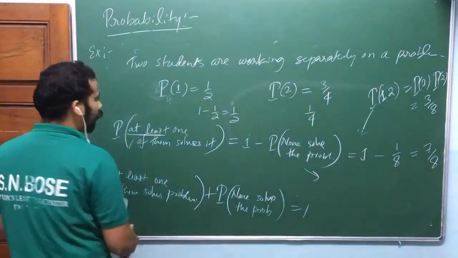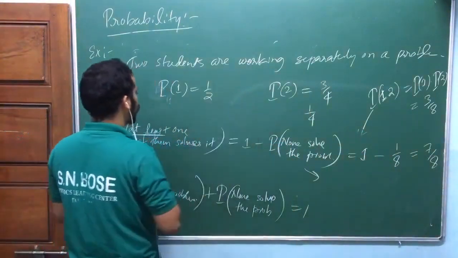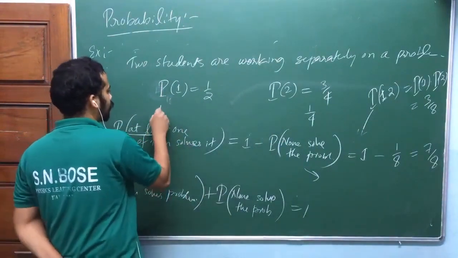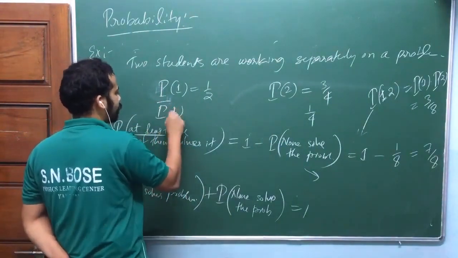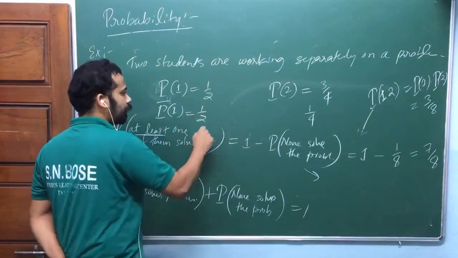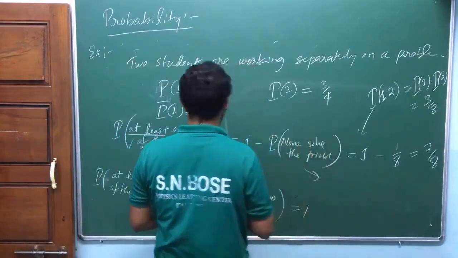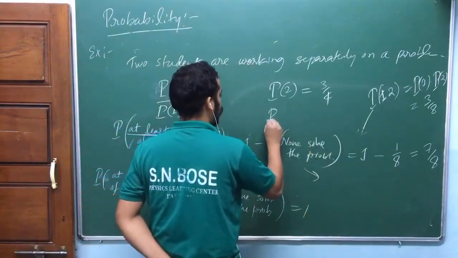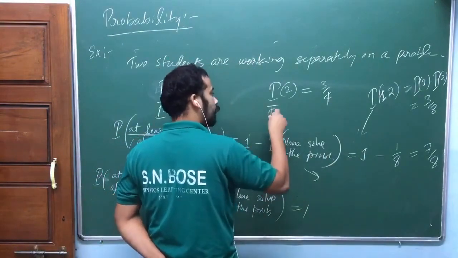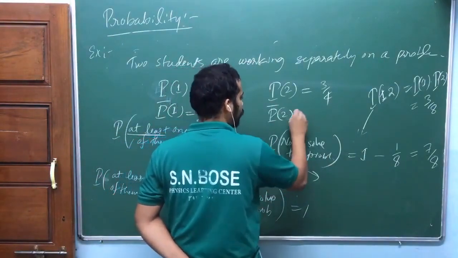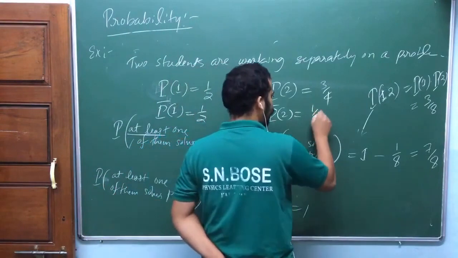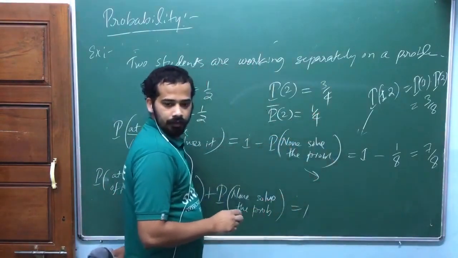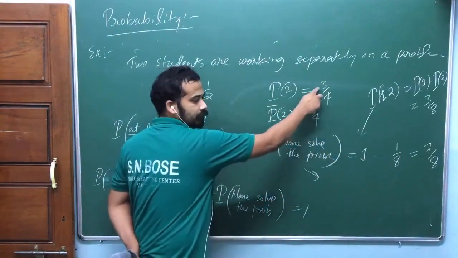This is the probability of solving the problem. Probability of not solving the problem, how do I write that one? P bar of 1 is 1 by 2. Probability that the second student will not solve the problem, that's equal to P bar of 2, that's equal to 1 by 4. That's 1 minus this one, isn't it?